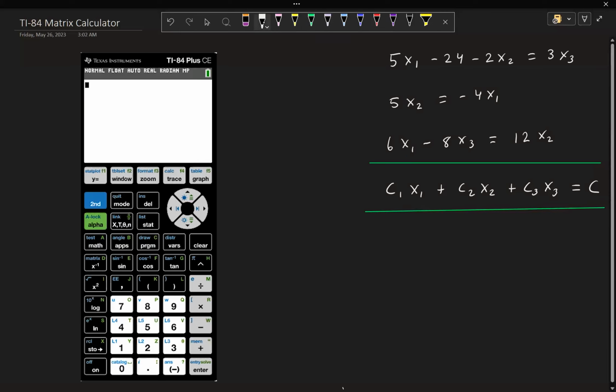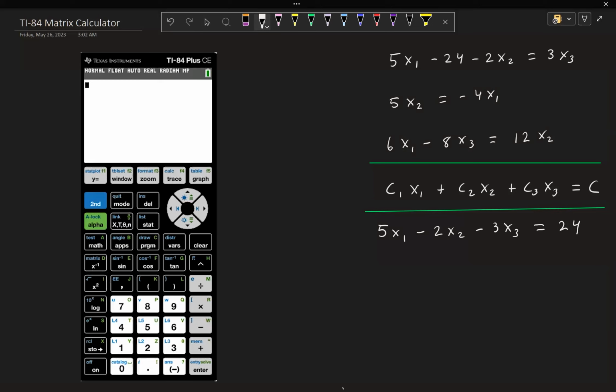The first equation we can write as 5x1 minus 2x2, and then that 3x3 is on the other side, so we can subtract it over. Set equal to a constant, so we need to put that 24 on the other side. Boom, that's the first one.